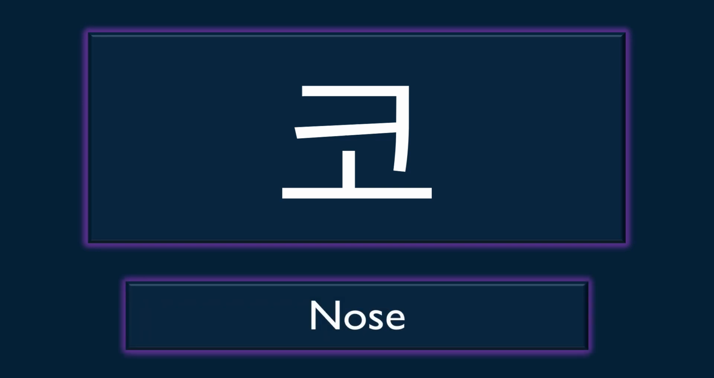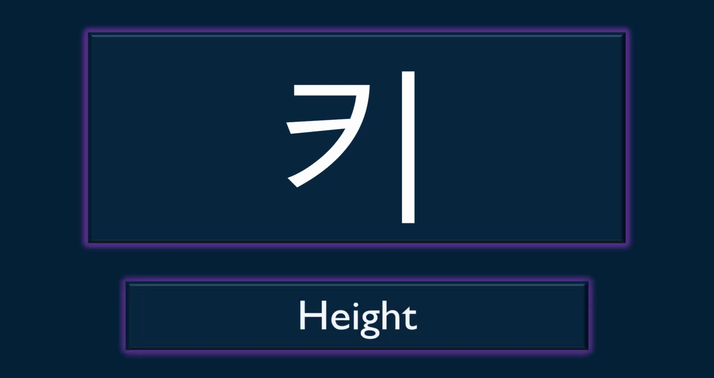Now, let's take a look at some words. This word is read as ko, which means nose. One more time. Ko, ko, ko. How about this one? This word is read as ki, which means height. One more time. Ki, ki, ki.